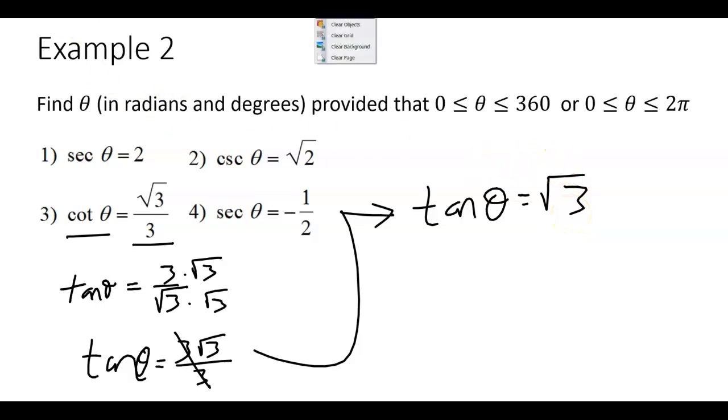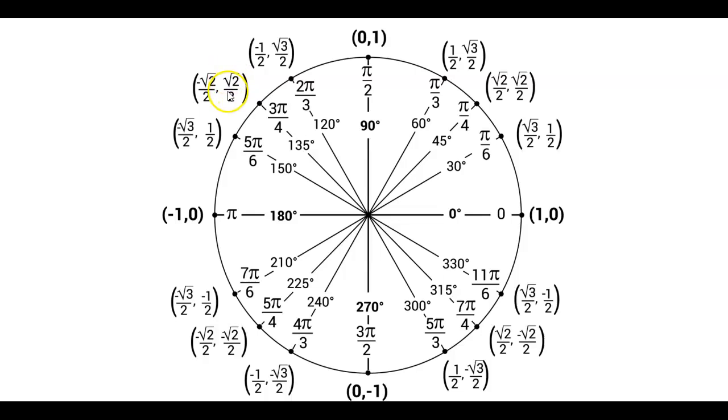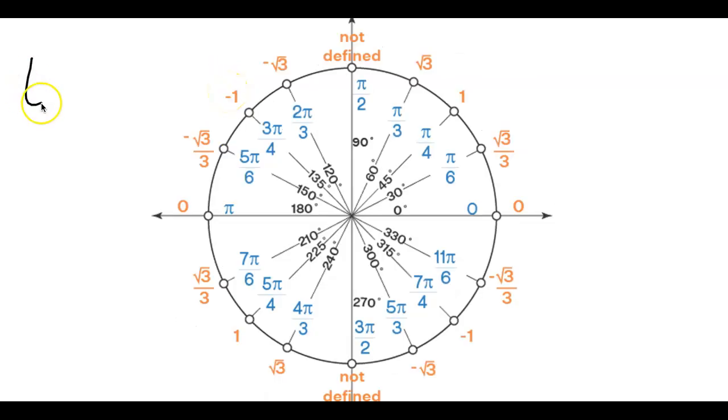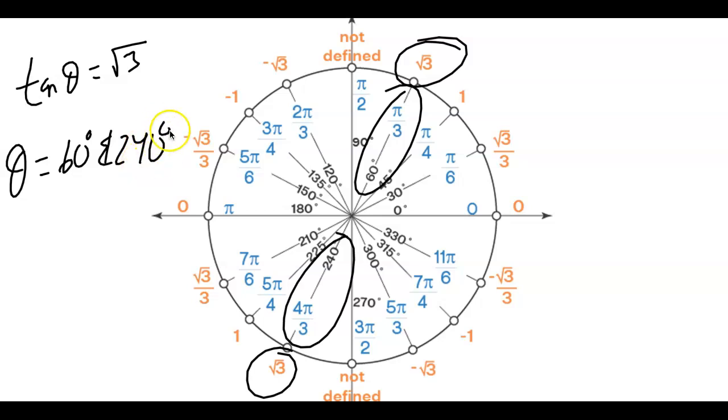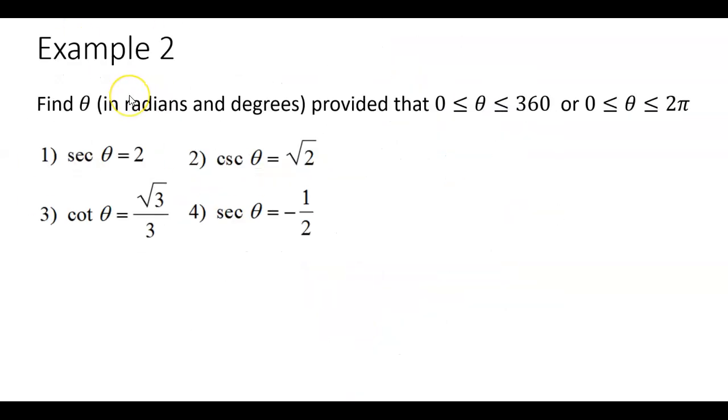And so now that I've got that, we're going to go ahead and take a look at our tangent unit circle. And we're going to find where does tangent of theta equal radical 3. Well, there's one right here, and there's one right here. So those angles are here and here. And so our final answer then will be 60 degrees and 240 degrees if we're doing degrees. And if we're doing radians, it would be pi over 3 and 4 pi over 3. Okay, let's go ahead and take a look at one more example problem.